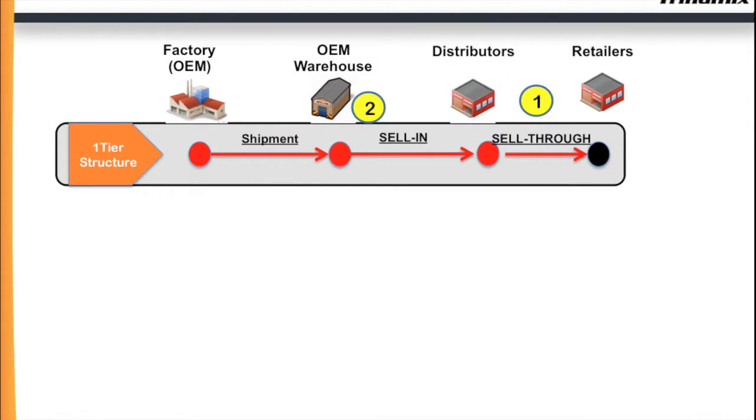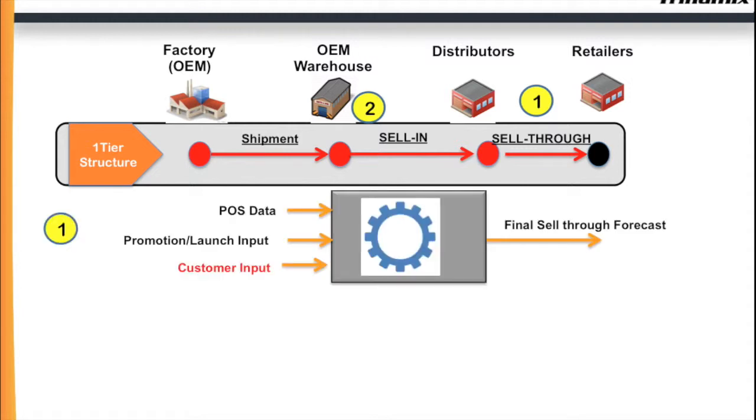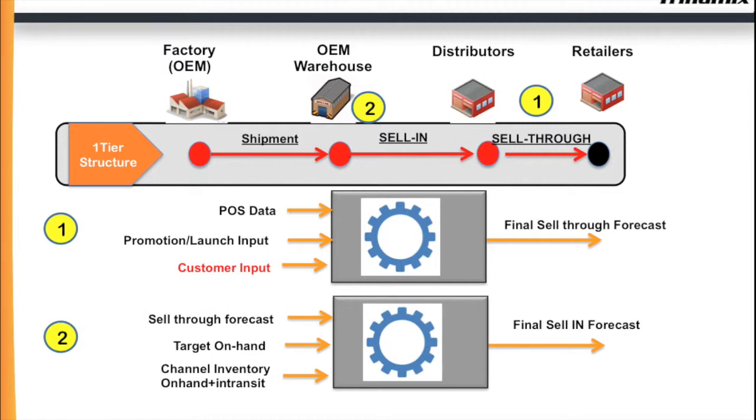For simplicity, let's understand the inputs and output information at each node. At first, you take POS data, promotion, or launch input along with the customer input to create a final sell-through forecast. Once you have the sell-through forecast ready, you take it along with the target weeks of on-hand and existing inventory to create the final sell-in forecast.